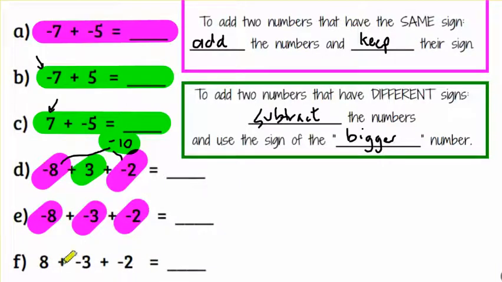In this case for F, I see that -3 and -2 have the same sign, and that would give me a -5. And now I have a -5 together with a +8. Those signs are not the same, which means I need to subtract them and keep the sign of the bigger number.